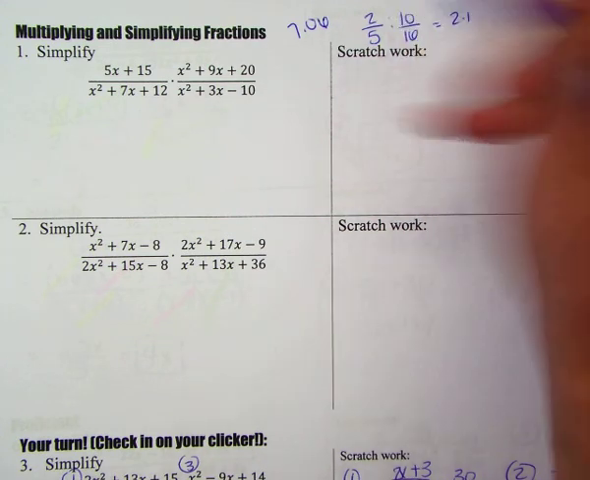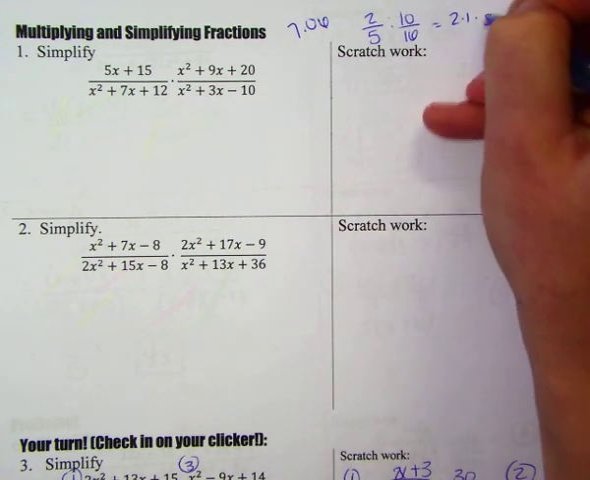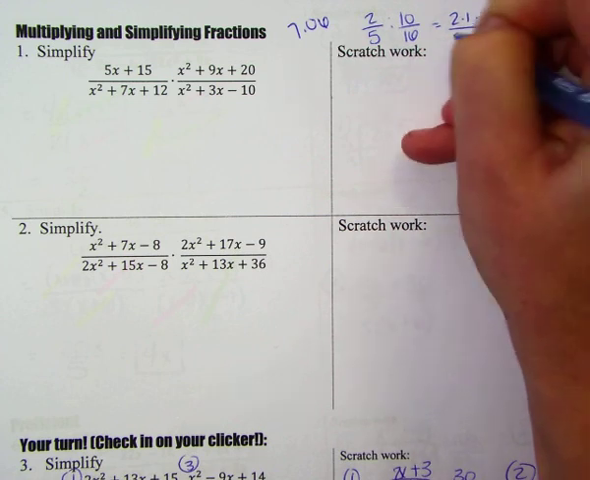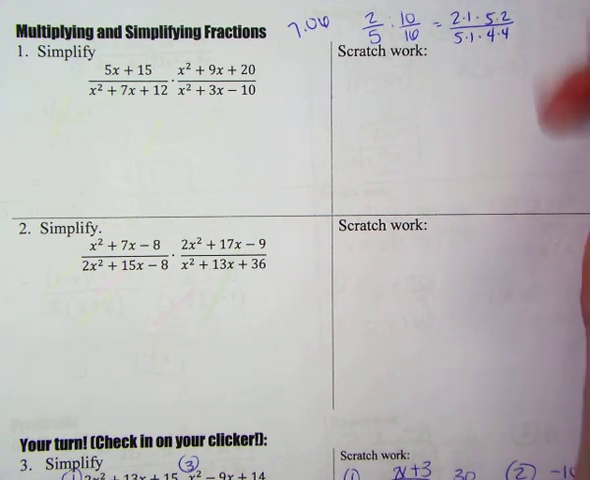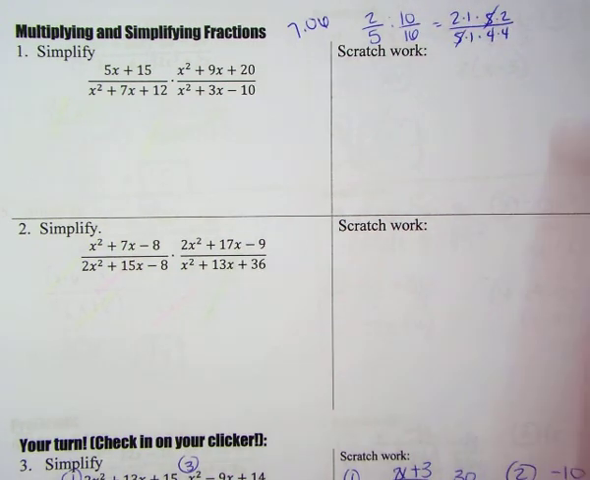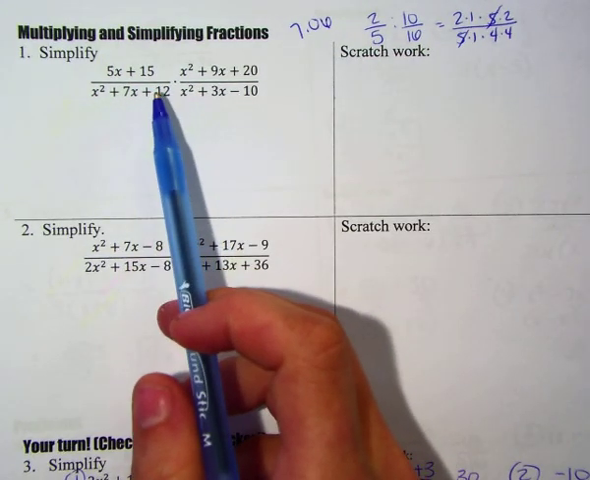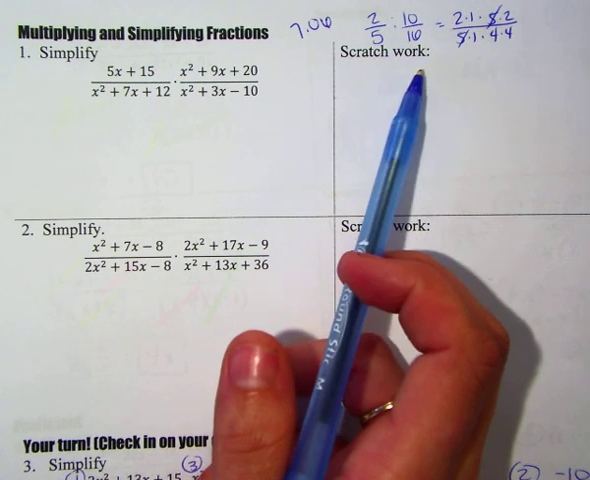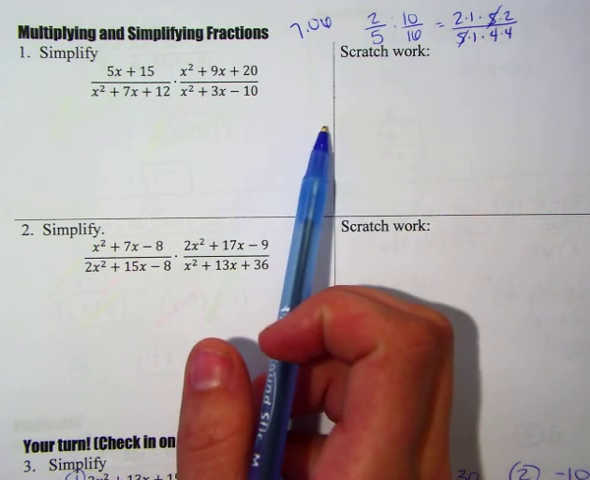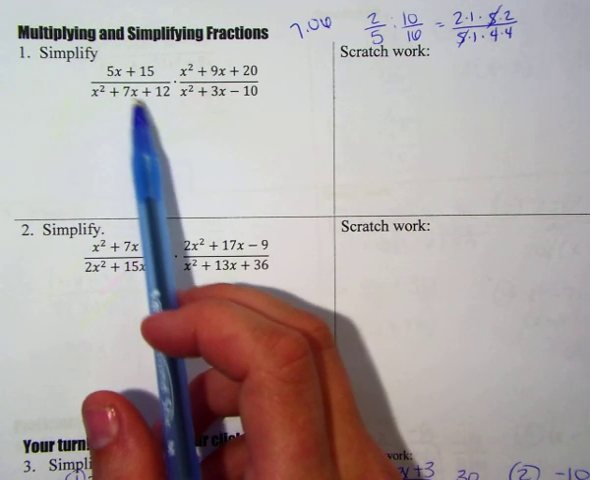We'd multiply straight across, so 5 times 2 divided by 5 times 1 times 4 times 4, and anything divided by itself would be reduced. This is the same idea. We're first going to write things as their factors and then reduce anything over itself. So let's take a look at number 1.